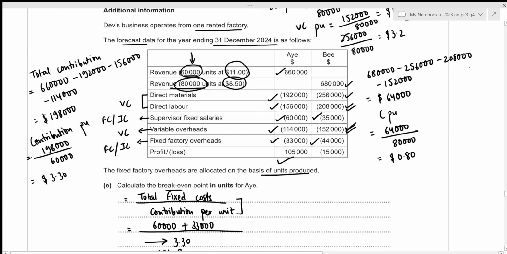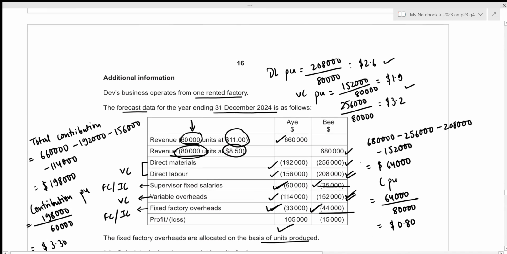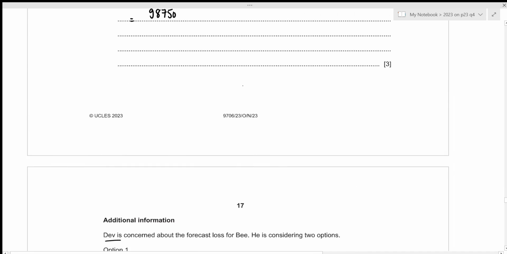Okay, let's have a look above. Since we are discontinuing B, we are told that supervisor fixed salaries will no longer be included. So we do not need to include 35,000. So that will be 60,000 plus 33,000 plus 44,000, because previously we included the fixed cost for B, but now we are producing A. We are discontinuing B, which means that the supervisor fixed salaries will not be incurred, but we have to include the fixed factory overheads of 44,000. And this is because this is operated from a single rented factory. So the fixed factory overheads does not go anywhere for product B, even after discontinuing the product.